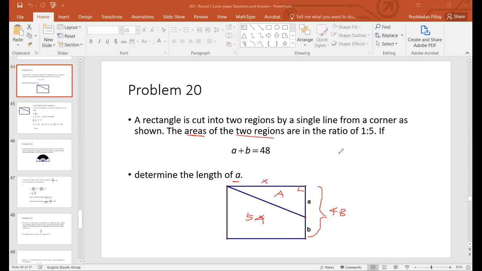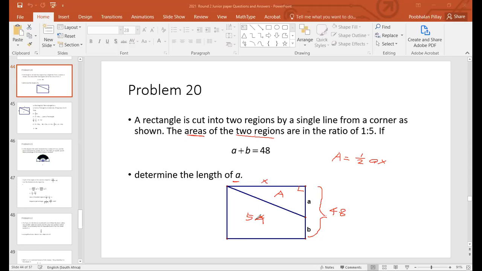So what is A equal to? A is equal to half A times x, half base times height. Right, now we got a trapezium here. But the area of a trapezium is a little bit complicated.